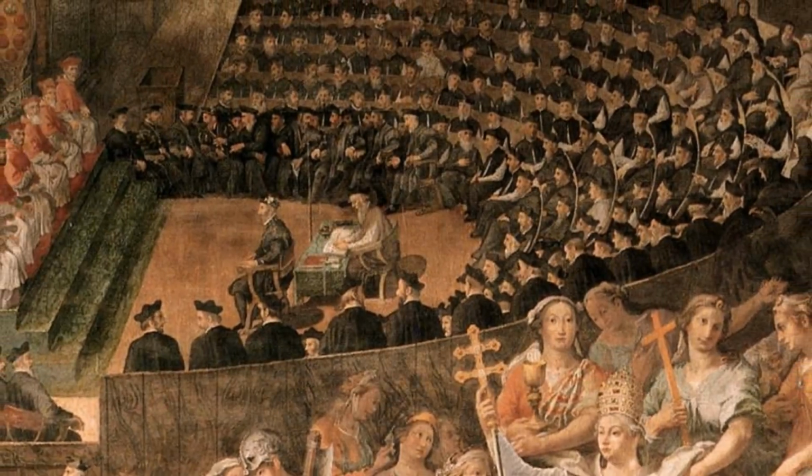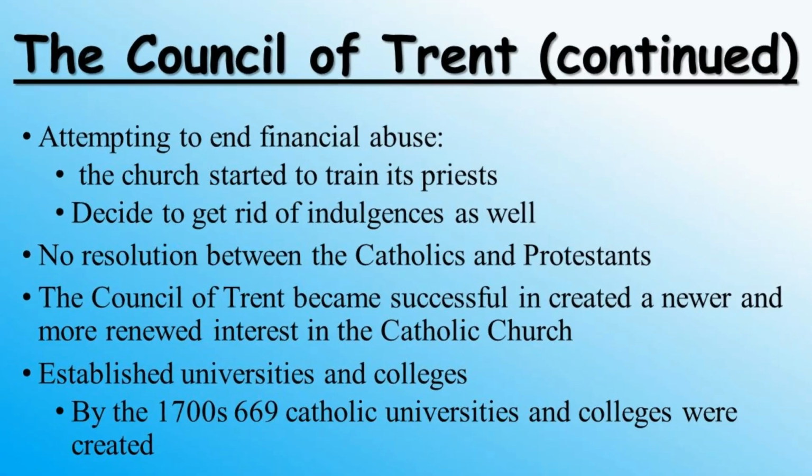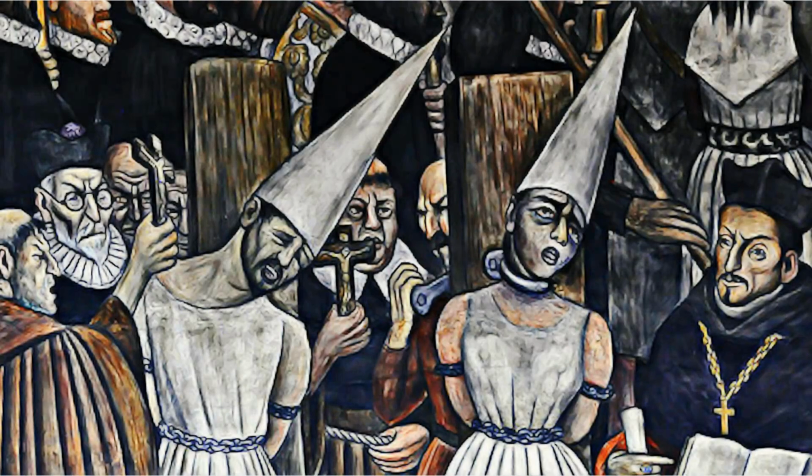The Council of Trent and the Inquisition. As a response to the Reformation, the Catholic Church held a series of meetings known as the Council of Trent. Over 20 years, the council sought ways to revive the moral authority of the Church and stop the spread of Protestantism. The council upheld the traditional church teachings challenged by the Protestants. The council made other reforms, including better training for priests.